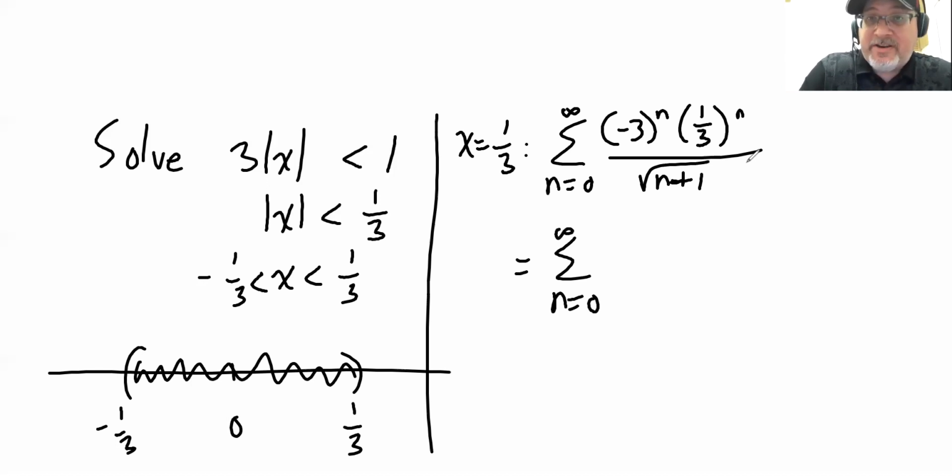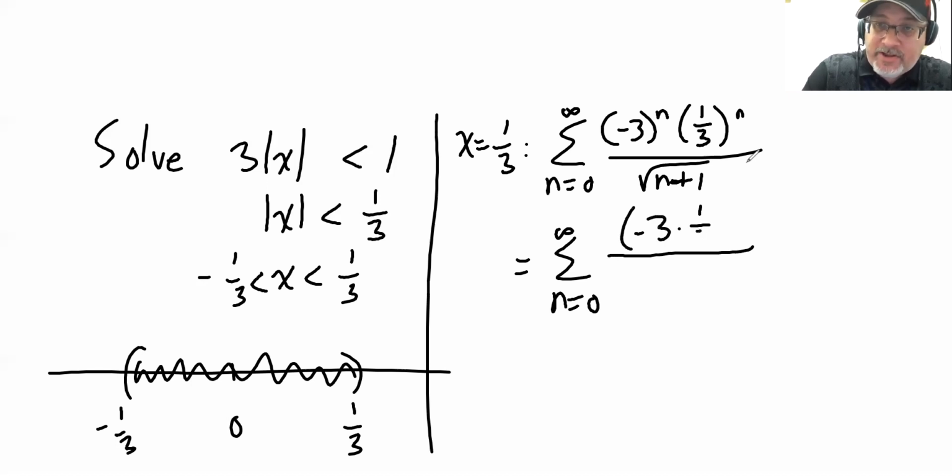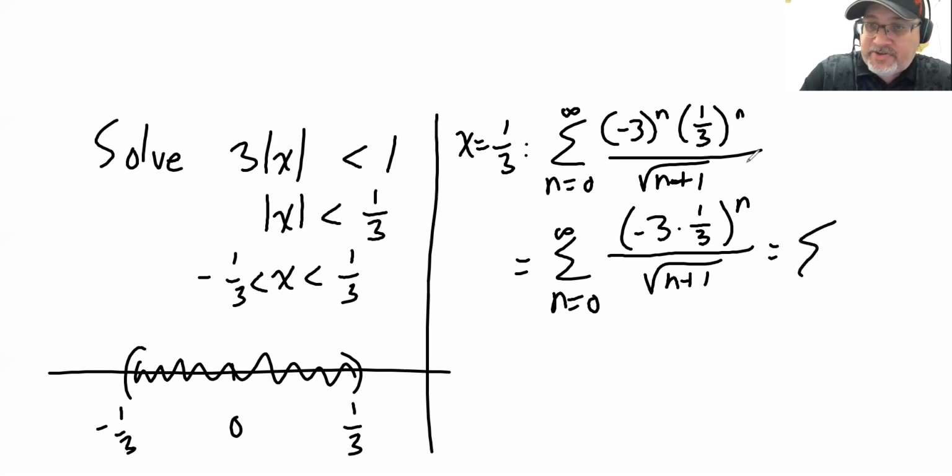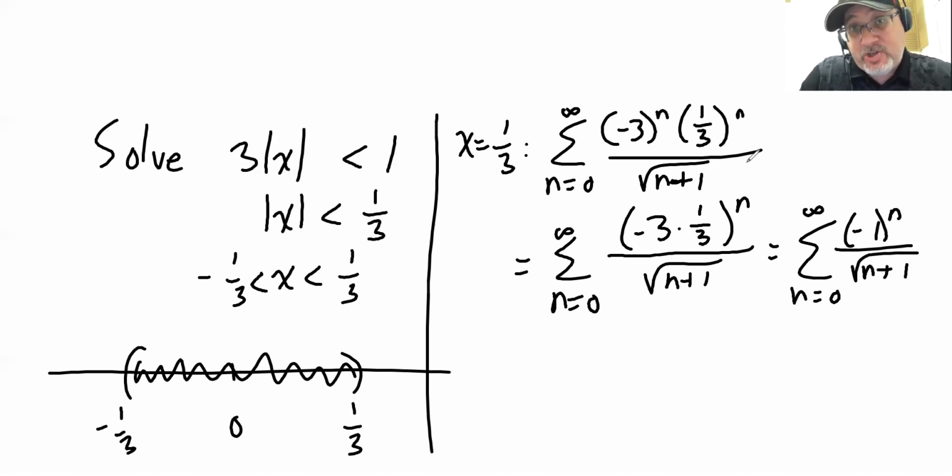Actually, what we can do instead of splitting things to expose 3 to the n's canceling is we can merge them into one product to the nth power since both of them have the same exponent. But negative 3 times 1/3 is negative 1. So this is equal to the sum from n equals 0 to infinity of negative 1 to the n over the square root of n plus 1. We got an alternating series.